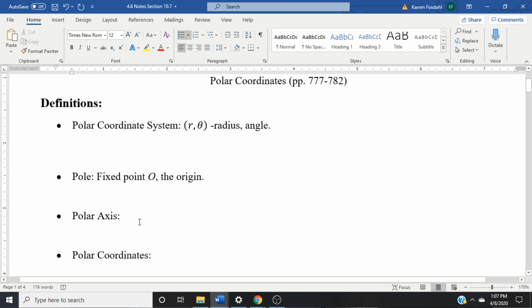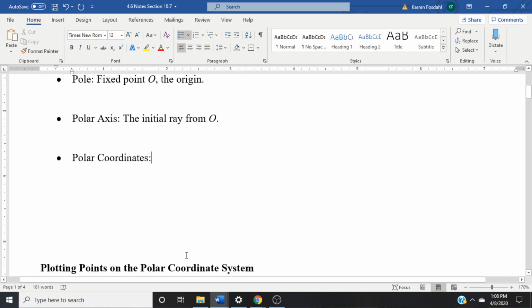Now, a polar axis is the initial ray, and I'll show a picture here in a moment. So the initial ray from our O, okay, from O. Sorry, real quick. Okay. Hi Henry, I'm going to just define each of these and then I'll show you a drawing of them.